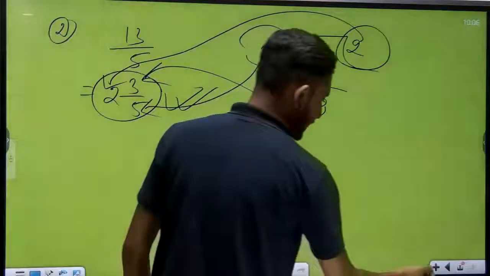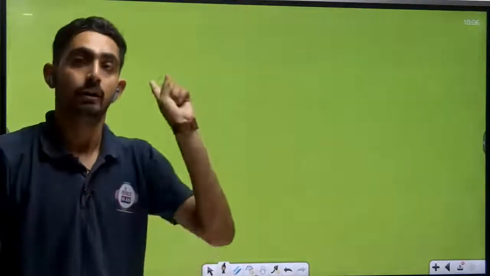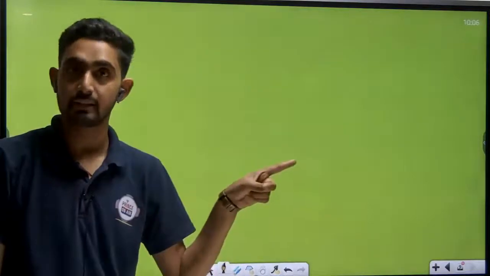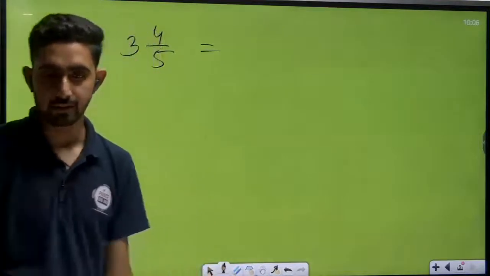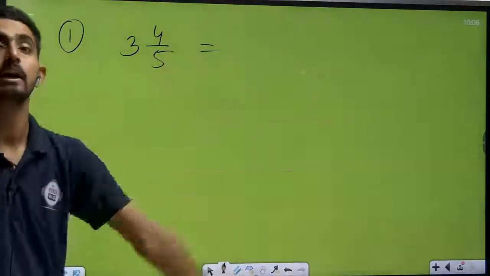Now we'll move to the next thing. What was the next topic? Conversion of mixed fraction to improper fraction. Yes, how to convert mixed fraction to improper fraction. If I take an example, first example, 3 and 4 upon 5. 3 and 4 upon 5. So how will we convert 3 and 4 upon 5 from mixed fraction to improper fraction?